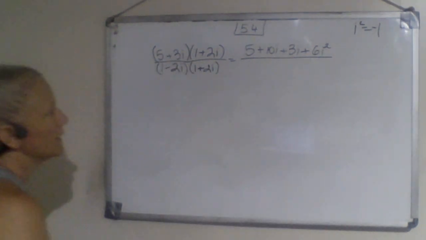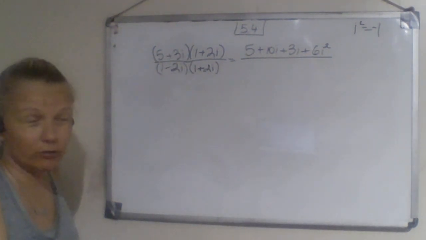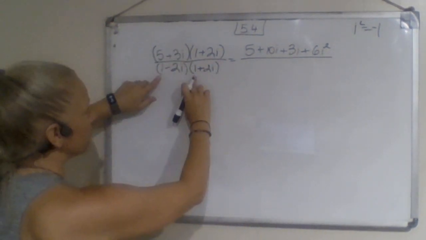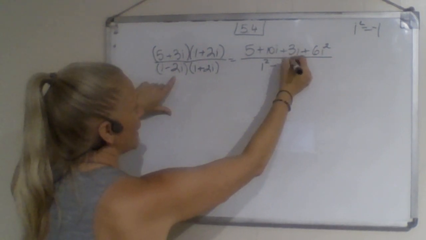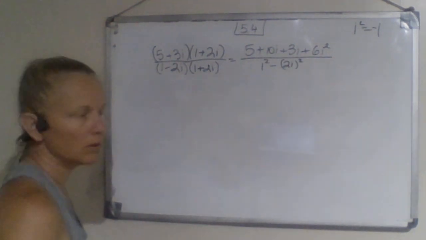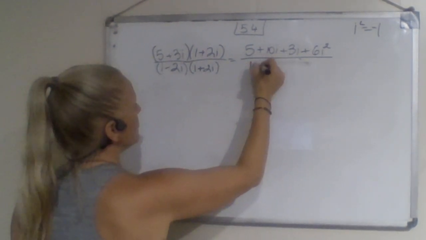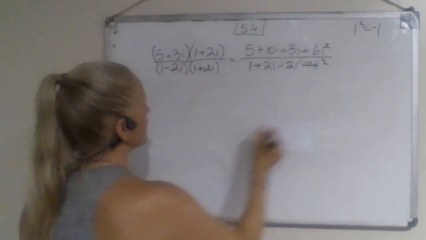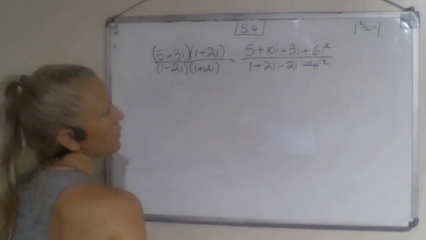Let's remember that. The bottom, you can do FOIL if you don't want to remember the formula. But remember, this is also a squared minus b squared, 1 squared minus 2i all squared. If I do FOIL, I get 1 plus 2i minus 2i minus 4i squared. Right? 1 plus 2i minus 2i minus 4i squared.